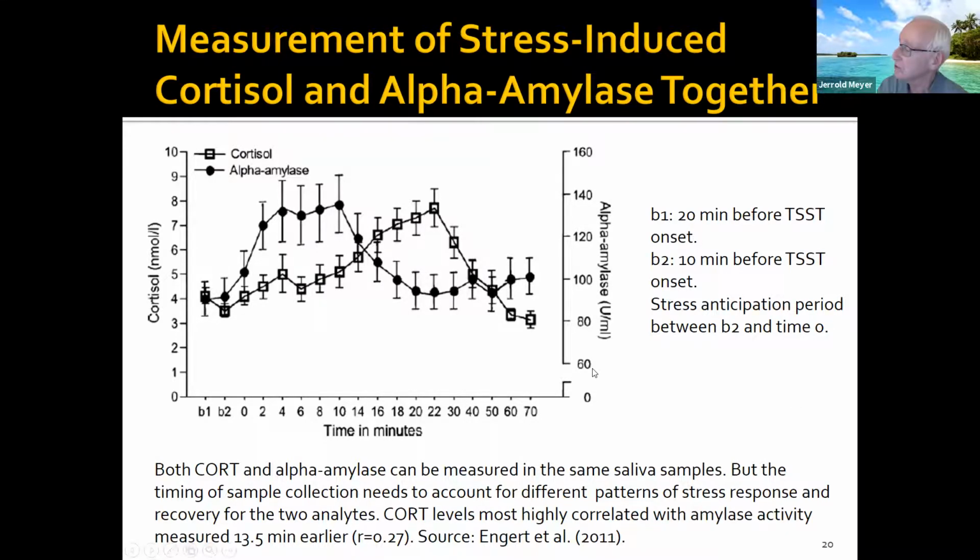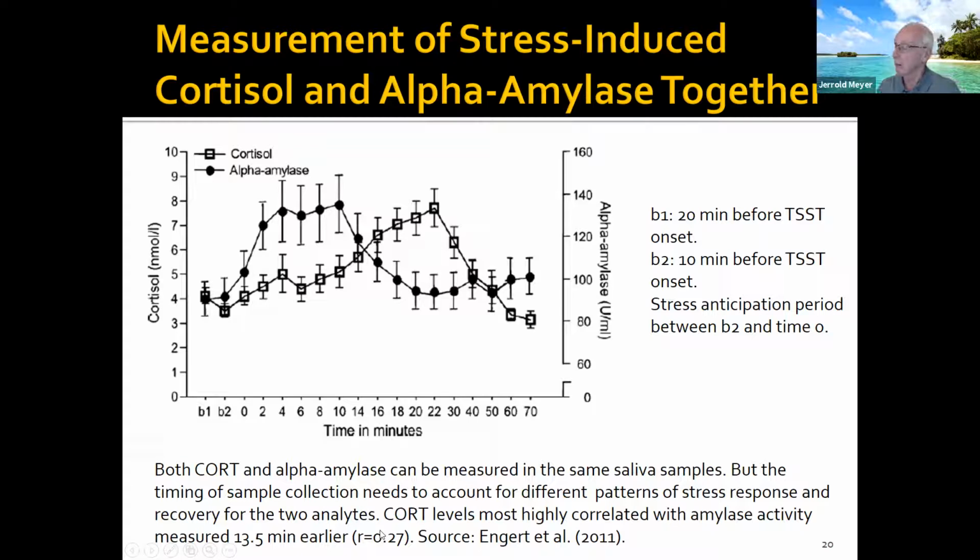So here we see where lots of saliva samples were collected at all these different time points. And amylase, we see, responds more quickly. This is the 0 time point here, onset of the stress. Amylase is responding more quickly. Cortisol is more delayed. And so amylase is also recovering before cortisol is recovering.